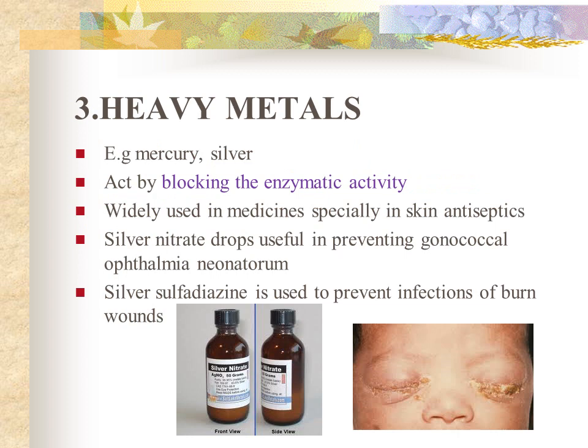We have the heavy metals like mercury and silver nitrate. They act by blocking the enzymatic activity. They are widely used in medicine, especially as skin antiseptics. Silver nitrate drops are routinely used in preventing gonococcal ophthalmia neonatorum in neonates. Silver sulfadiazine is used to prevent infections of burn wounds.